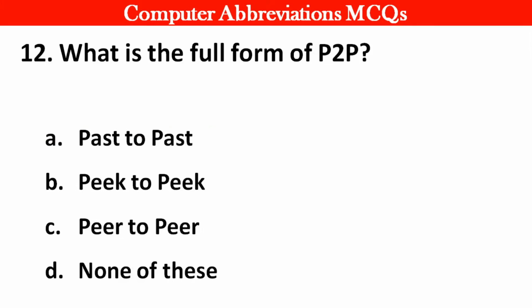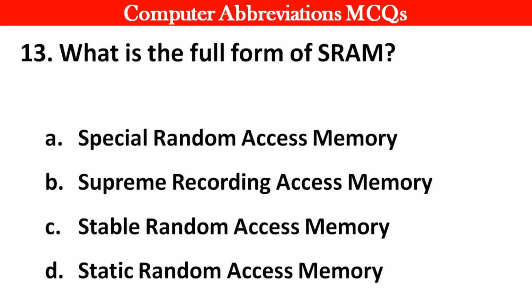Next question. What is the full form of P2P? Right answer is option C, peer to peer. Next question. What is the full form of SRAM? Right answer is option D, static random access memory.